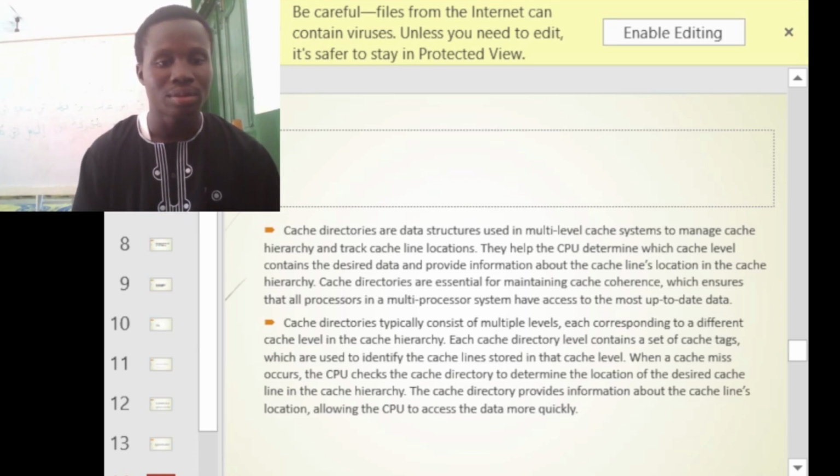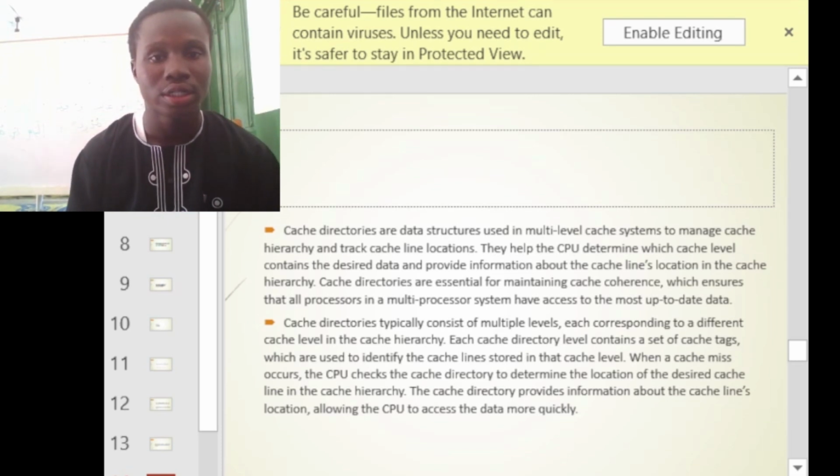Cache directories typically consist of multiple levels, each corresponding to a different cache level in a cache hierarchy. Each cache directory level contains a set of cache tags, which are used to identify the cache line stored in that cache level. When a cache miss occurs, the computer checks the cache directory to determine the location of the desired cache line in the cache hierarchy. The cache directory provides information about the cache line's location, allowing the CPU to access the data more quickly.